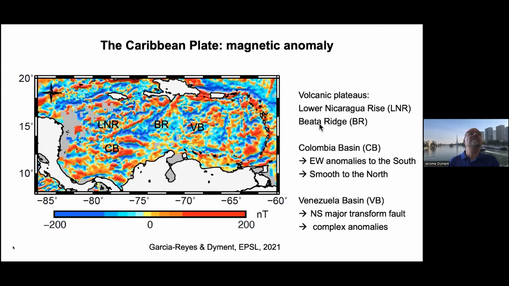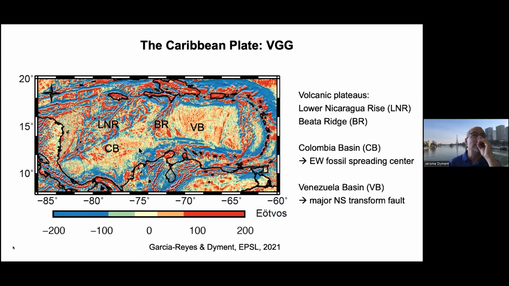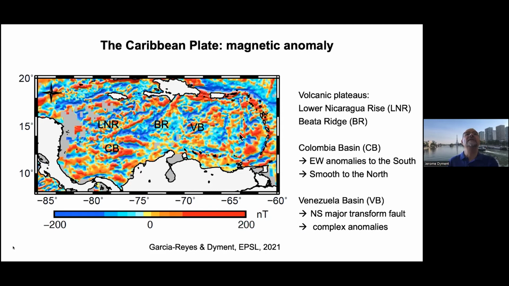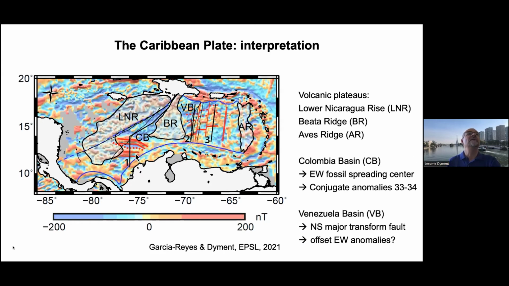This is the magnetic anomalies. We see that the Colombia Basin is showing few anomalies here. These anomalies are on each side of what appears to be a fossil spreading center. And in the Venezuela Basin, we see on the gravity a very strong anomaly here that corresponds probably to a fracture zone, a fossil transform fault, and it shows up also on the magnetic map. So our interpretation is quite simple. We have a fossil spreading center here, and we have anomalies with small offset in this area. But what are those anomalies?